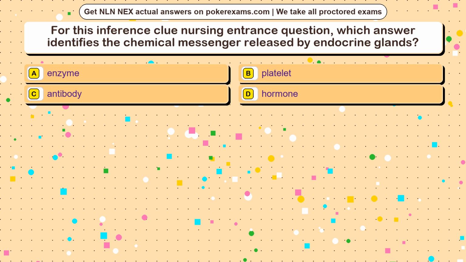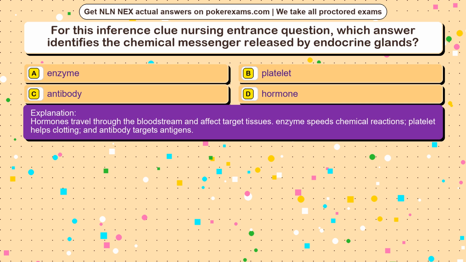The correct answer is option. Hormones travel through the bloodstream and affect target tissues. Enzyme speeds chemical reactions, platelet helps clotting, and antibody targets antigens.